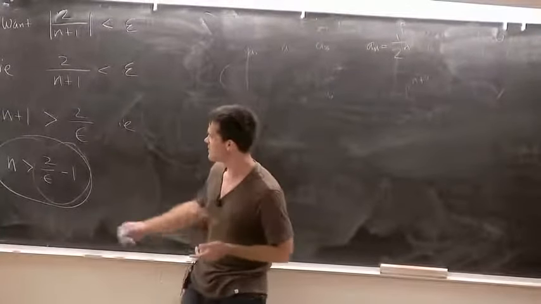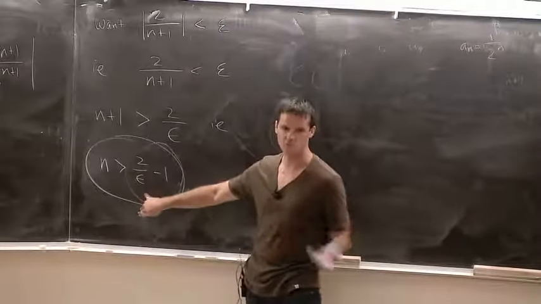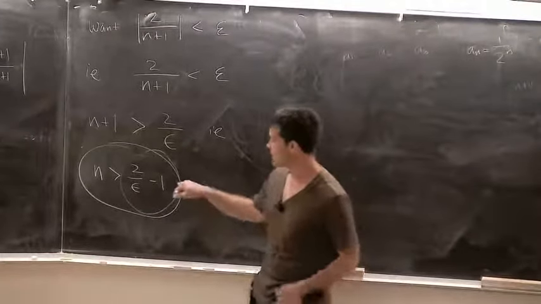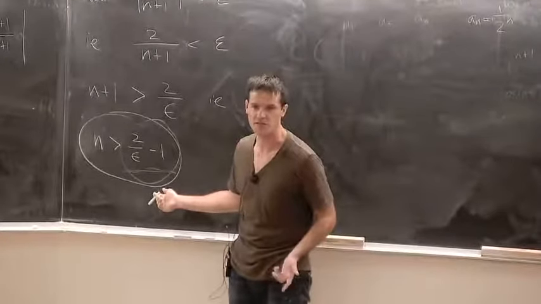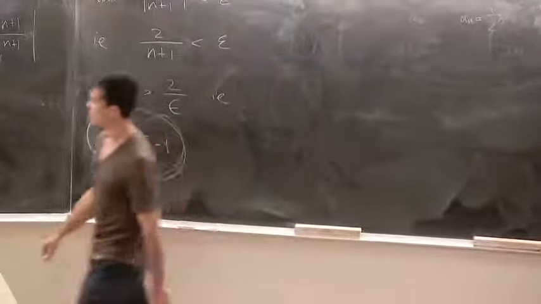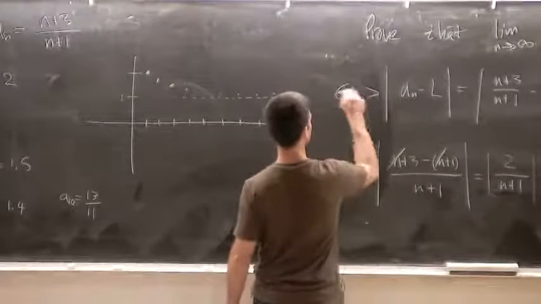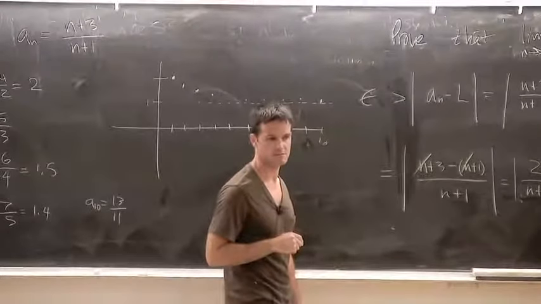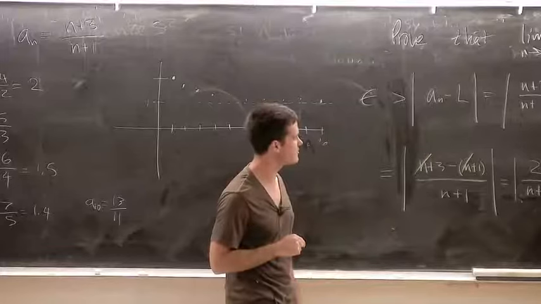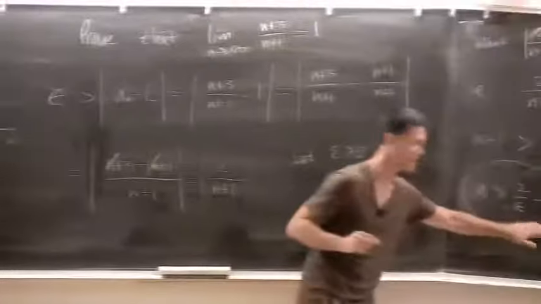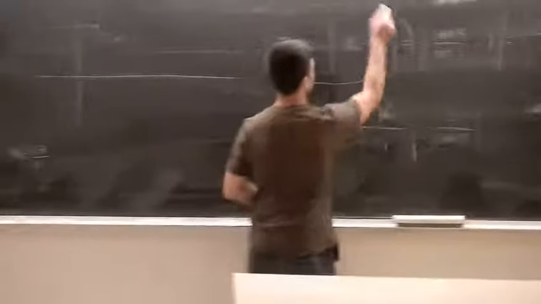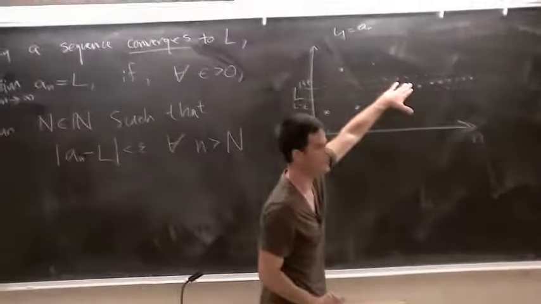presumably a big number, right? Because if epsilon is small, then 2 over epsilon is big. And as long as your index is larger than whatever this number is, the inequality that an minus L will be less than epsilon will be satisfied. So think through that logic again if you have to. As long as I pick my number n bigger than whatever this quantity is, I satisfy the necessary inequality, meaning I'm within this epsilon band of my limit value L.